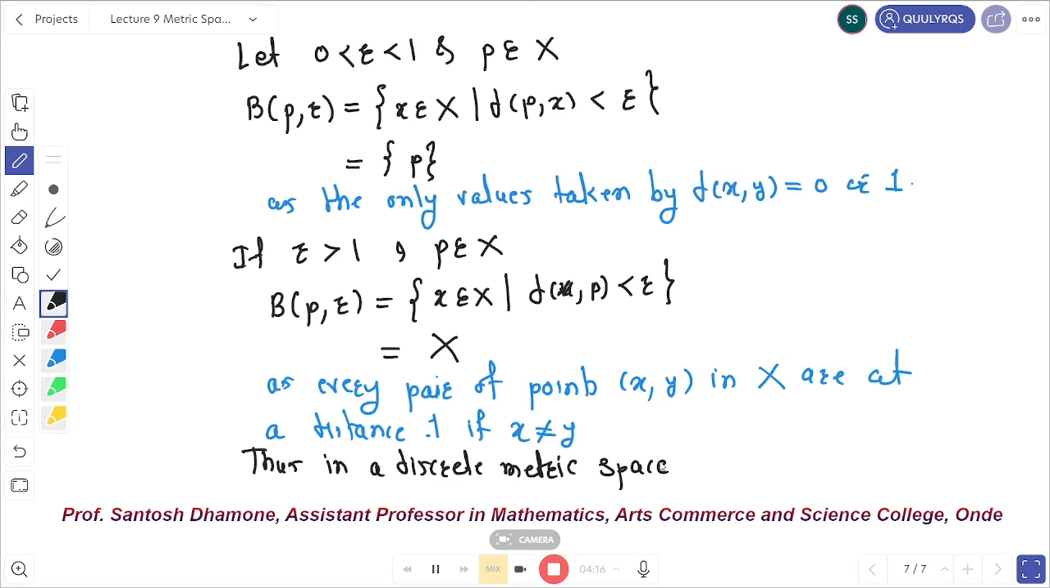Sixth example. Example 6. Let X = R², which is R cross R, for x = (x1, x2) and y = (y1, y2) belonging to R².